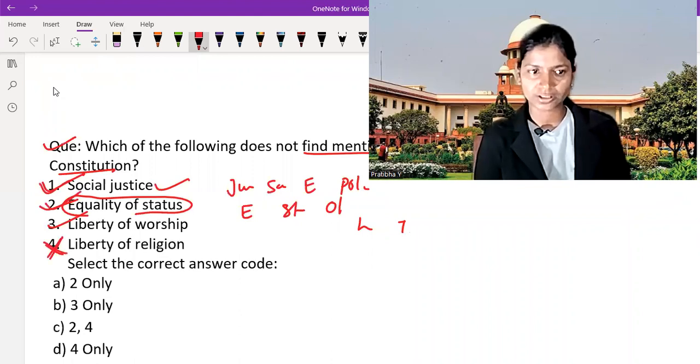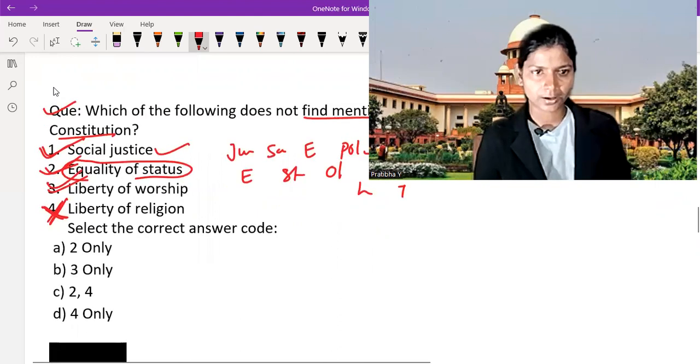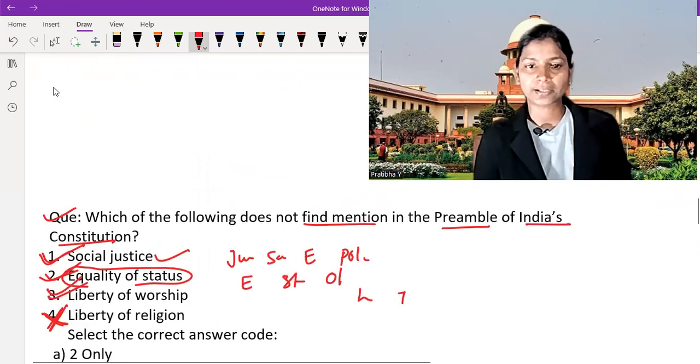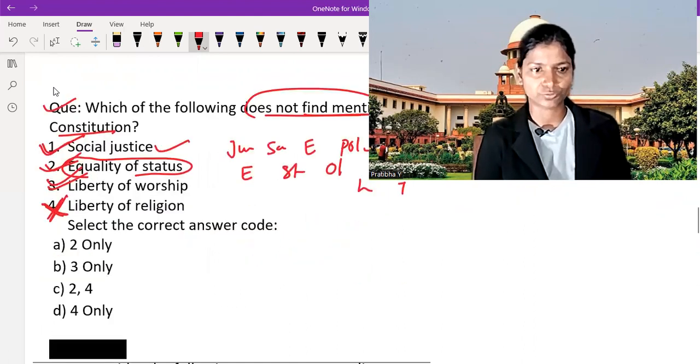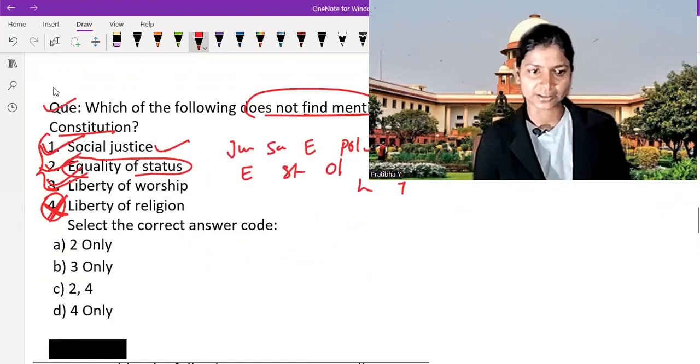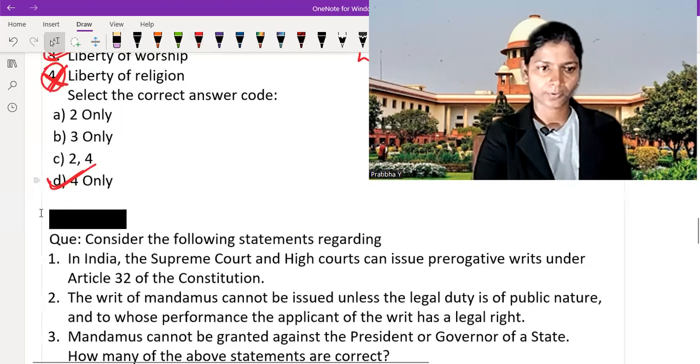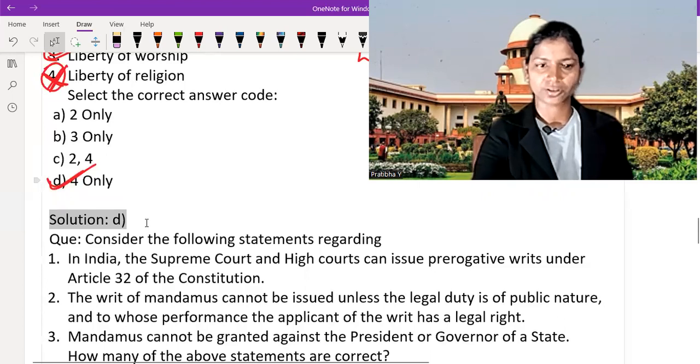So 1, 2, 3 is mentioned and 4th is not. So select the correct answer. Correct answer is, I think 1, 2, 3, na? Liberty of, achha, I'm sorry. It is said does not find mention. Okay. So all these 3 are find mention. 4th one is not. So option D is correct. Just check we are on the right path or not. Option D is correct. That means we are on the right path.